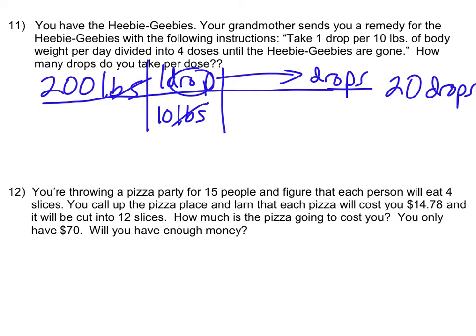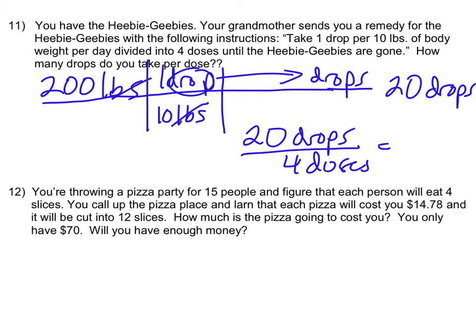Okay, so now it says divided into 4 doses. So I don't need another conversion table for this. I need 20 drops divided by 4 doses, which would give me 5 drops per dose. And there you go.